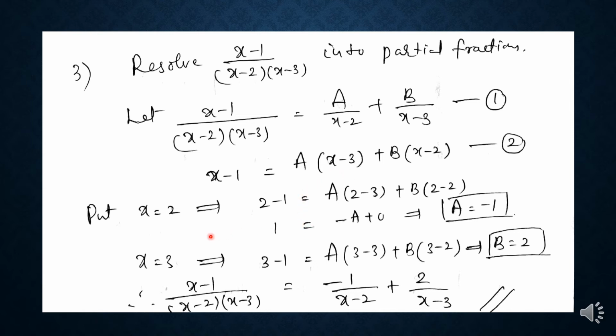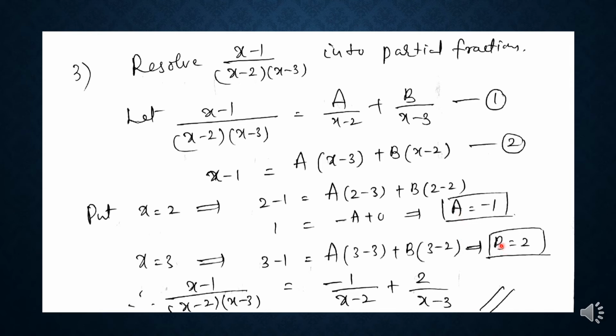Similarly put x is equal to 3. So by substituting x is equal to 3 in equation 2, we get 3 minus 1 is equal to a into 3 minus 3 plus b into 3 minus 2. Here 3 minus 3 is 0, so a into 0 is 0, plus b into 3 minus 2. 3 minus 2 is 1, b into 1, that is b. So 2 is equal to b. Thus we got the values a is equal to minus 1 and b is equal to 2.